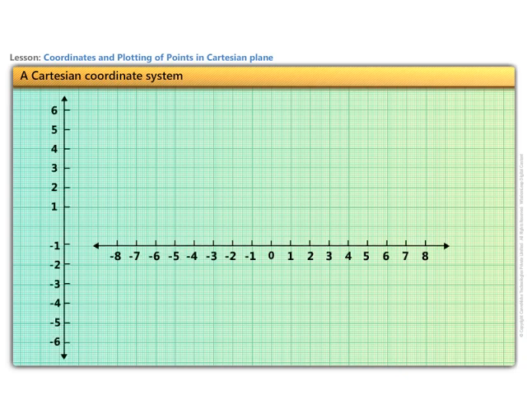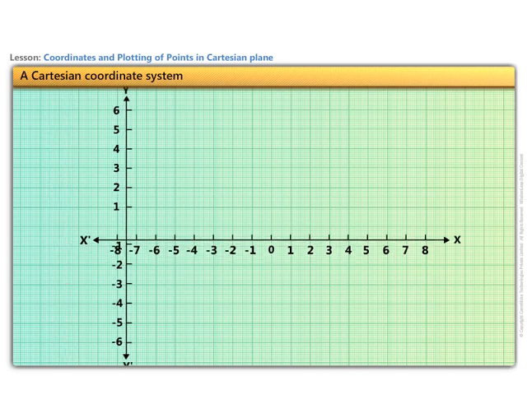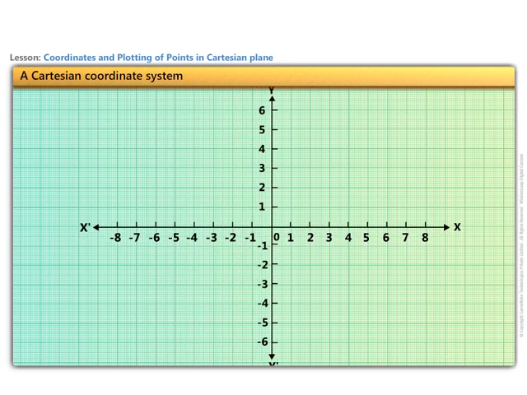Take two number lines. Label them as xx' and yy'. Place one number line xx' horizontal and place the other yy' as vertical. Combine both the lines in such a way that the two lines cross each other at their zeros or origins. The horizontal line xx' is called the x-axis and the vertical line yy' is called the y-axis. The point where xx' and yy' cross is called the origin and is denoted by O.